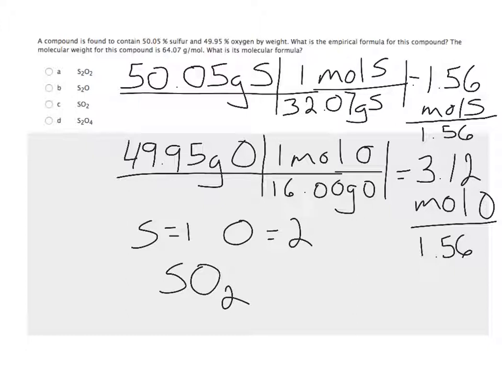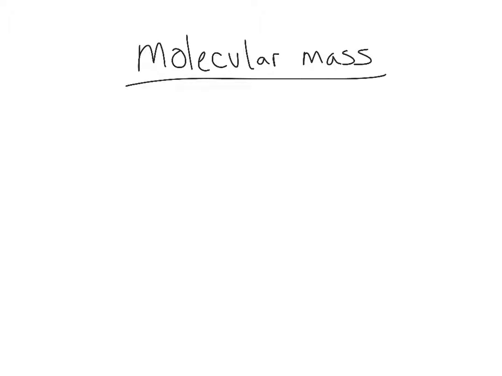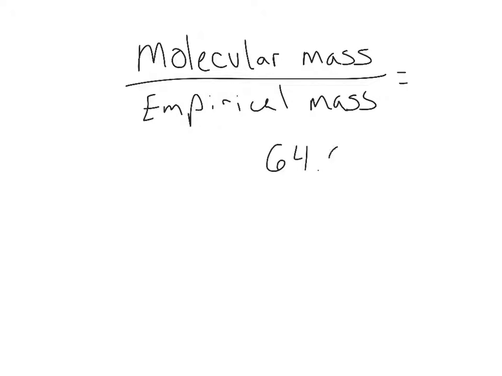Now that's our empirical formula. What we want to do now is find our molecular formula. So this is the new step. What you want to do is take the molecular mass, which is given to you in the problem, and divide it by your empirical mass. And that'll give you your multiple. Okay? Well, according to our problem, our molecular mass is 64.07.